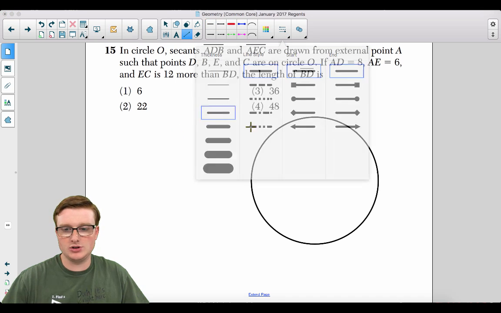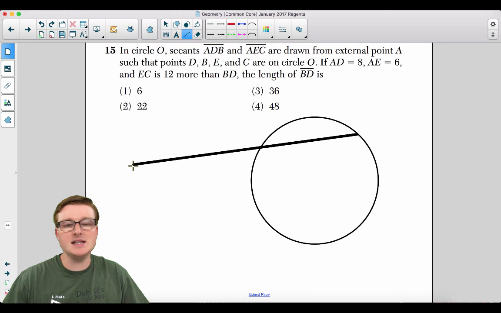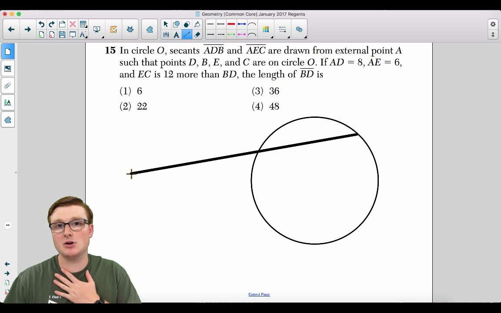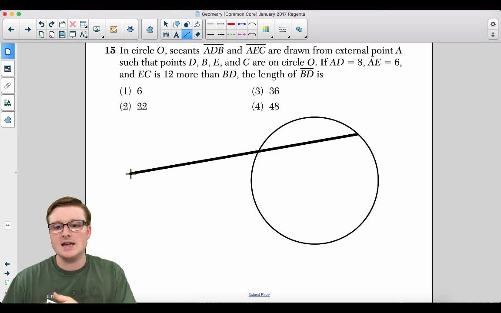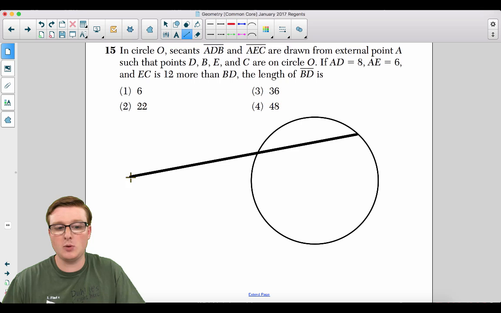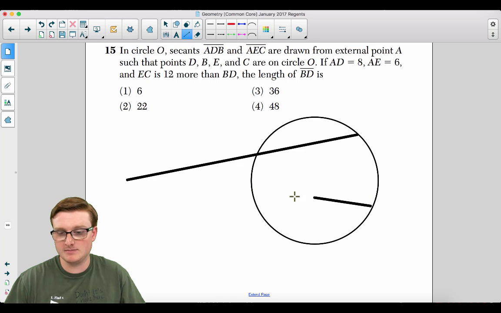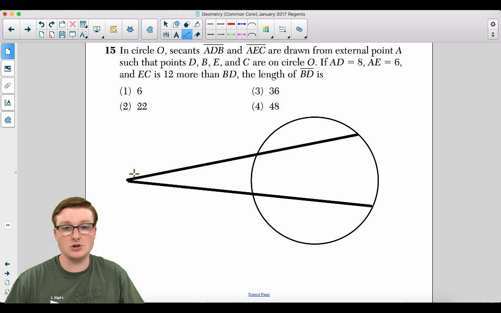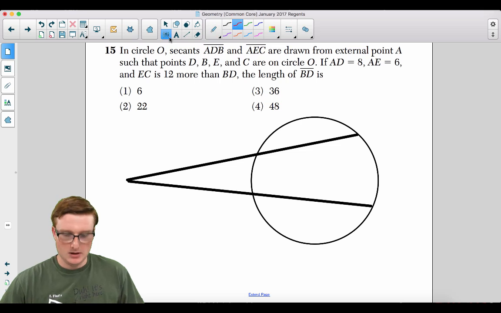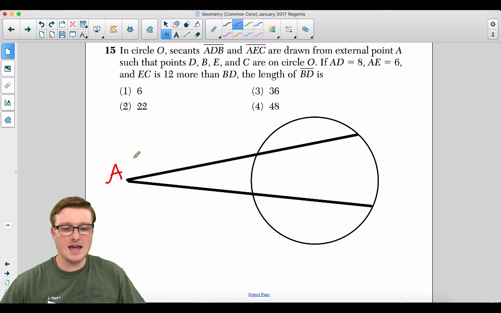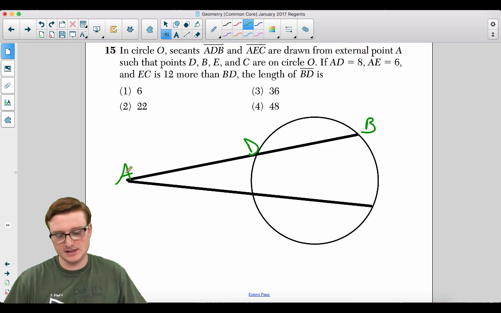All right, I'm going to draw two secants. Now remember that a secant is just, I personally call it the extended chord. It passes through the circle at 2 points and extends outward in one direction. So these are your secants. This is secant A, D, B, and then this is secant A, E, C.